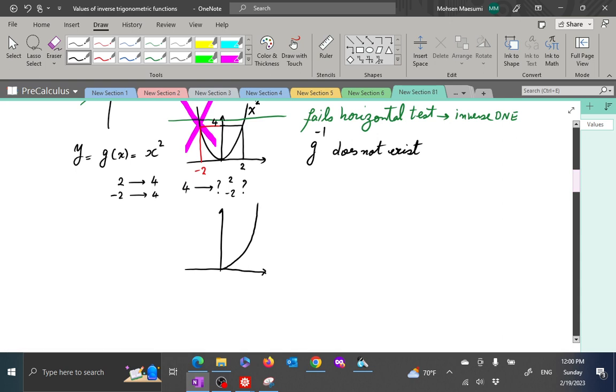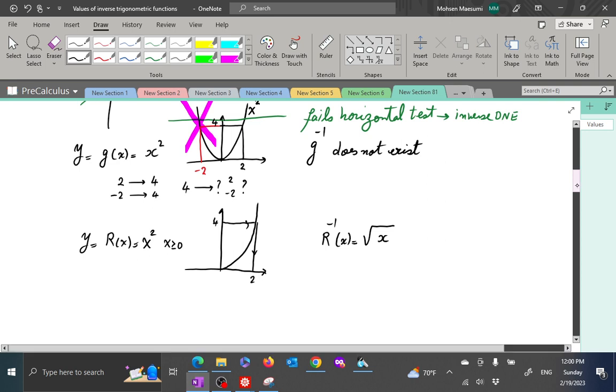What's the advantage? The advantage is that when I want to come back, I have only one choice. If I start at 4, where do I come back? I come back to 2. There's nothing to confuse me because there's no other half. Now if we call this restricted function x squared, with x zero or positive, then its inverse exists, and that's our friendly square root, and it does exactly what we want it to do.